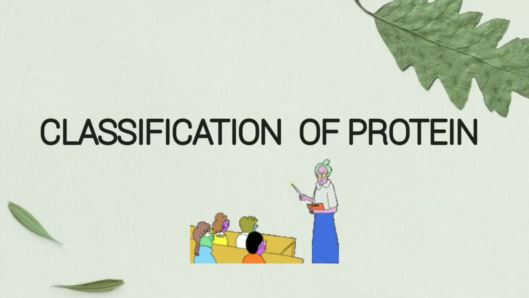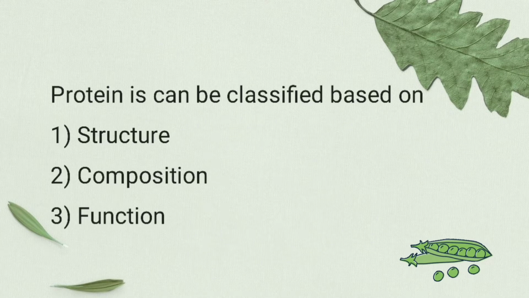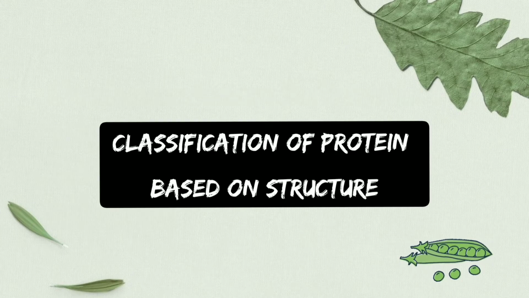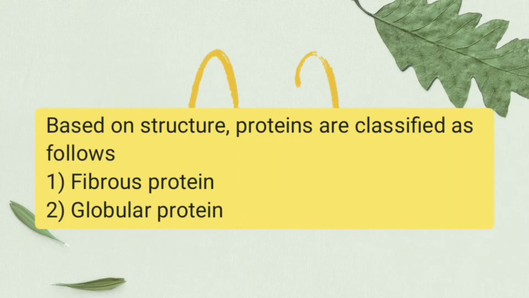So in this video, I am going to discuss classification of protein. Protein can be classified based on structure, composition and function. Classification of protein based on structure. Based on structure, protein is classified as fibrous protein and globular protein.